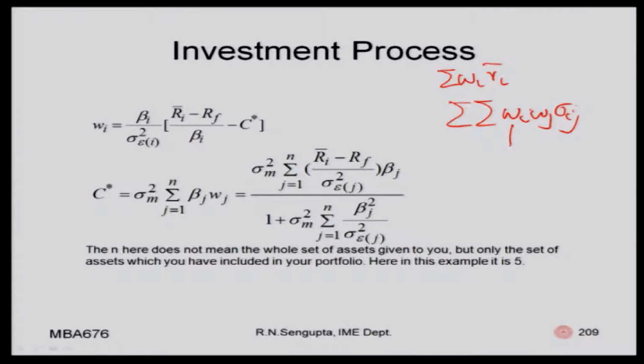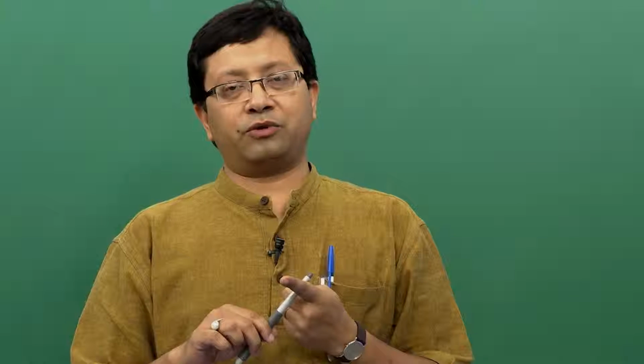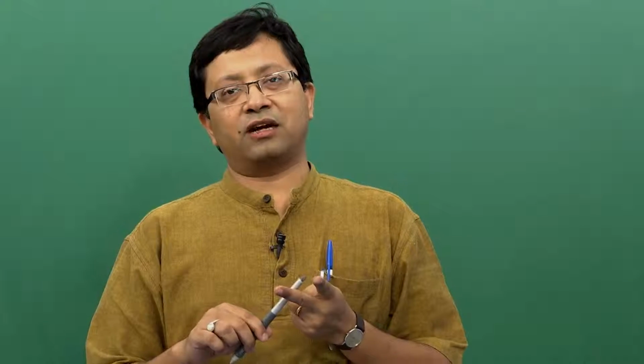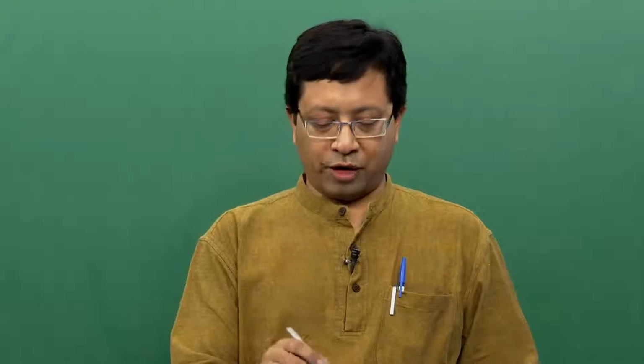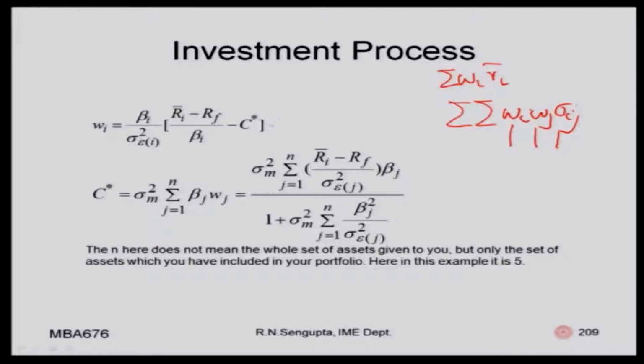So, where the first term is the weight for the ith one, the second term is the weight for the jth one, and the third one is the covariance between i and j, which has three terms. One is the correlation coefficient between i and j, the second one is the standard deviation of i, and the third one is the standard deviation for the jth one. So, by formula, without again any proof, we can find out that the value of Wi is given by this, while C star value is that n.